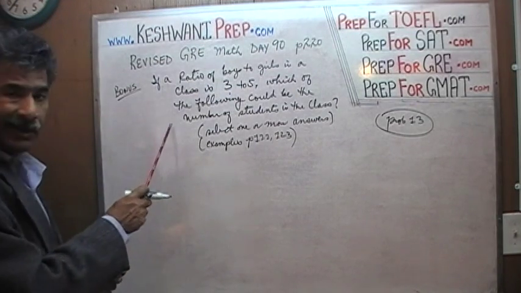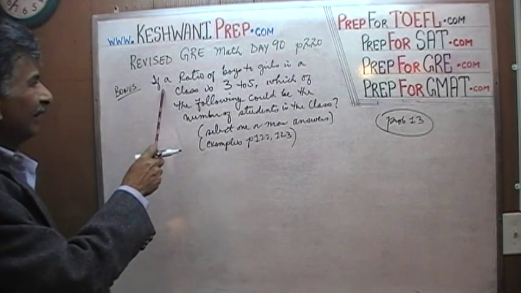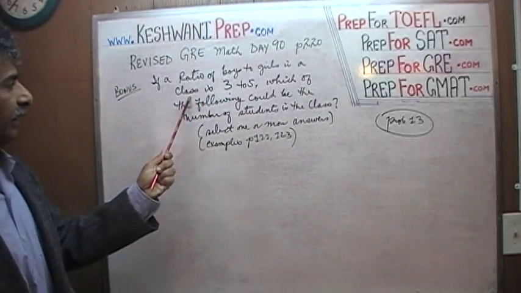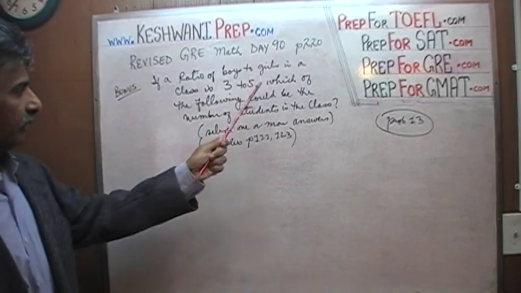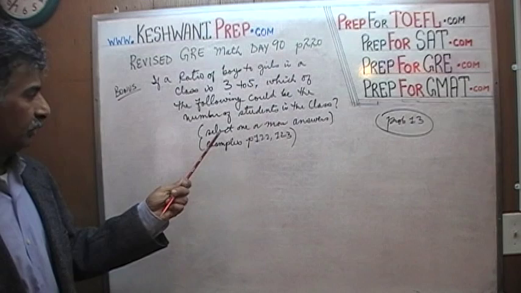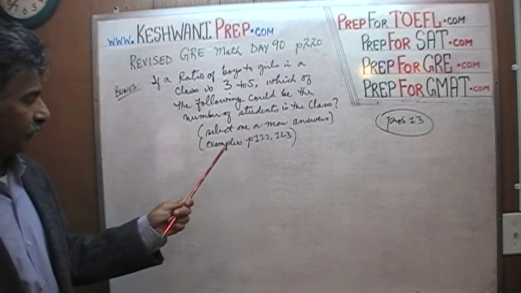It's not in the book, you understand? It says a ratio of boys to girls in a class is 3 to 5. Which of the following could be the number of students in the class? And you're told to select one or more answer choices.